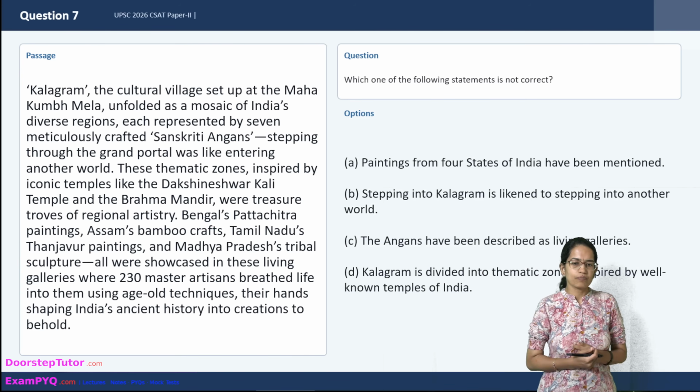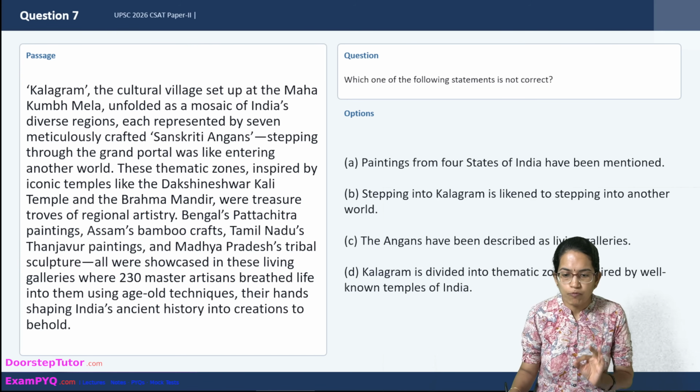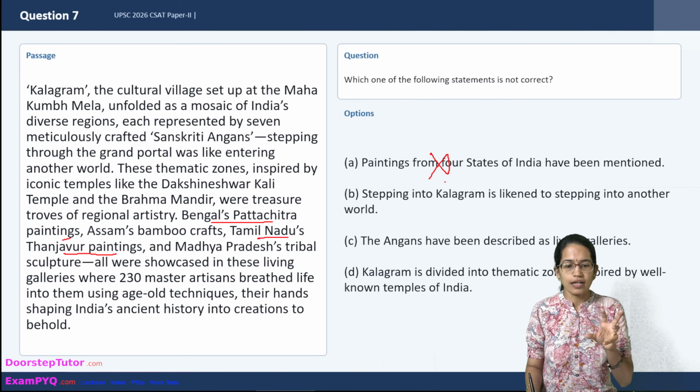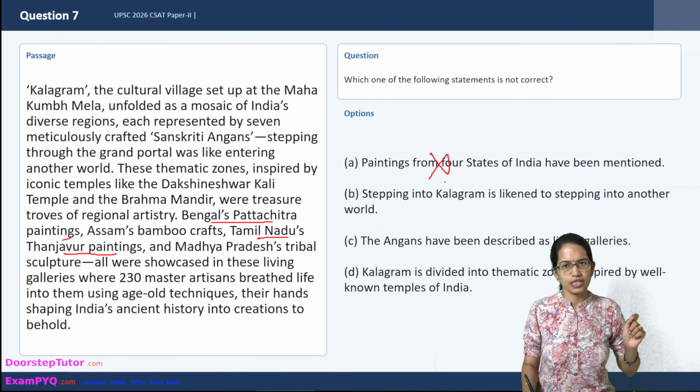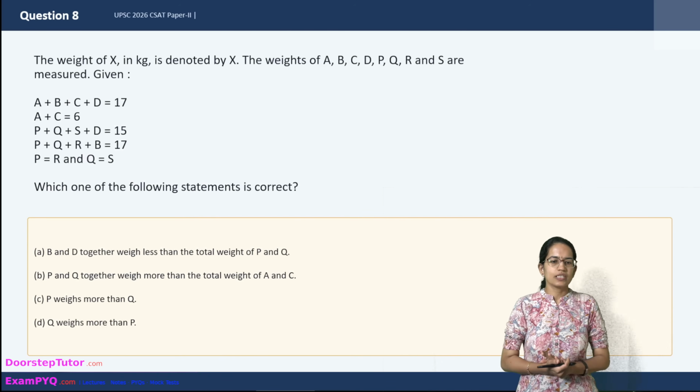Now the next is, based on the same passage, which of the following statements is not true? Paintings from 4 states are mentioned. That is not correct. Paintings are mentioned only from Bengal, Pathchitra, and Thanjavur, Tamil Nadu. The rest are art and craft. So bamboo, it is a craft. Madhya Pradesh tribal sculpture, again a sculpture, so it's not a painting. So the first itself is incorrect. We need not move forward. It's done.